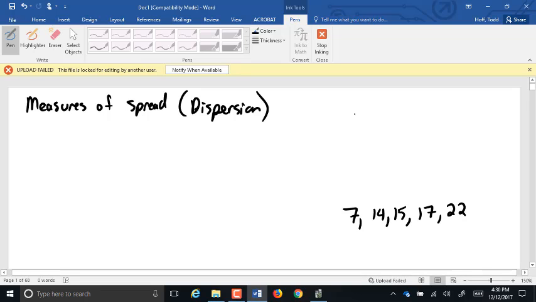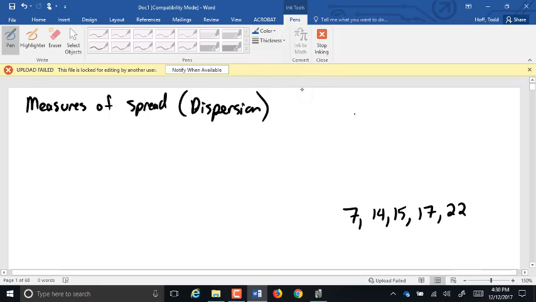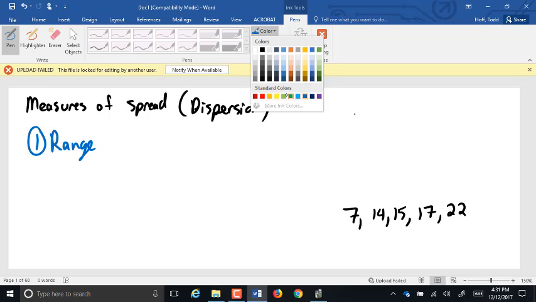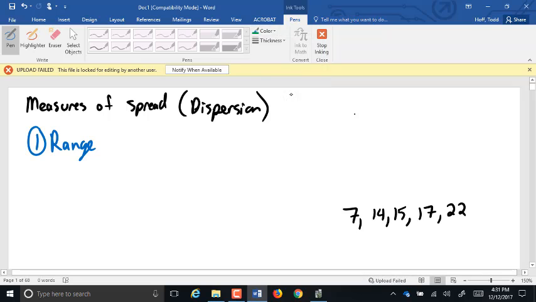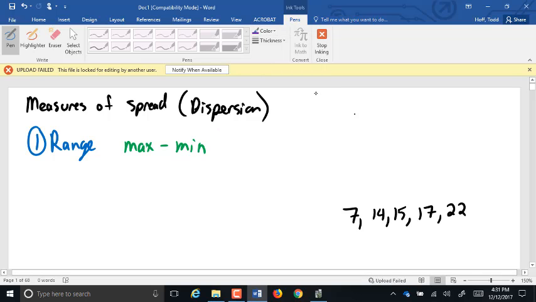One of our measures of spread, the first measure of spread we're going to talk about is the range. Now we have the mid-range up above for a measure of center. The range is very closely related to that. It is just the maximum minus the minimum. In other words, the largest number minus the smallest number. Well, over here, the largest number is 22, smallest number is 7. That gives us a range of 15.